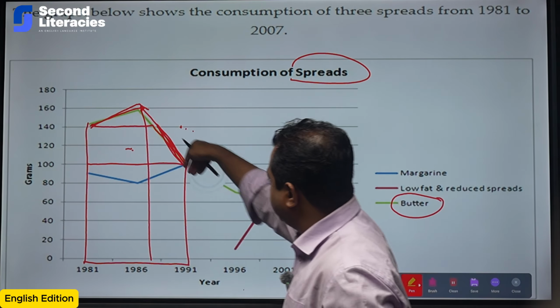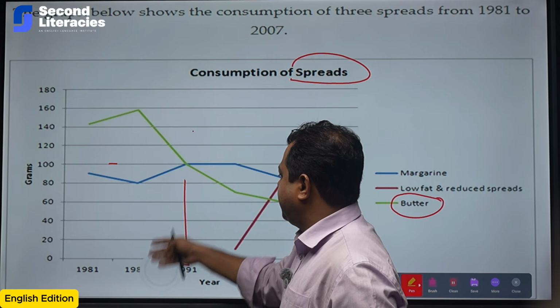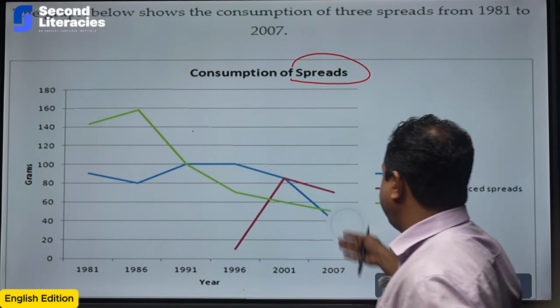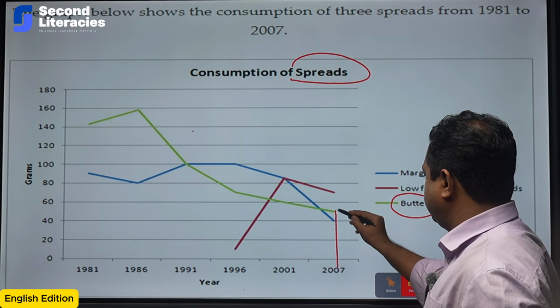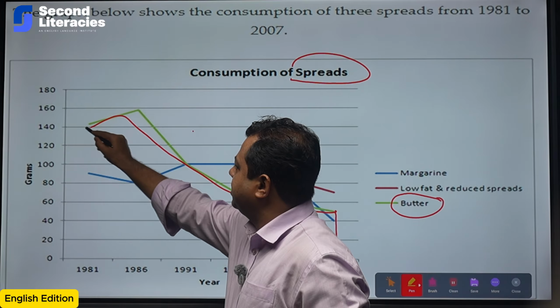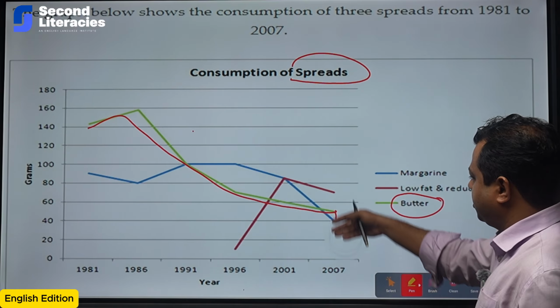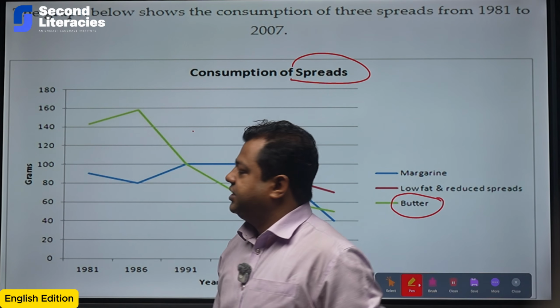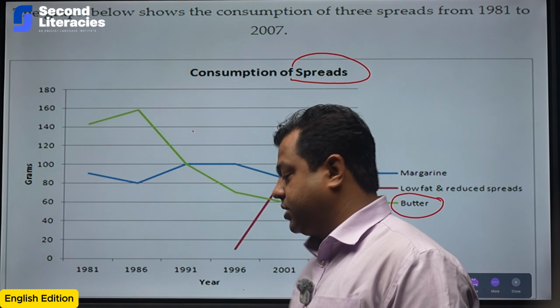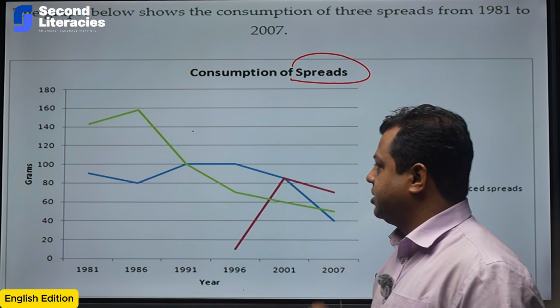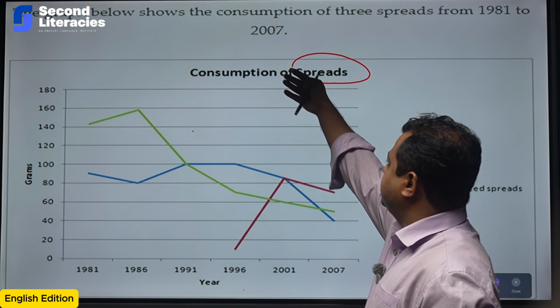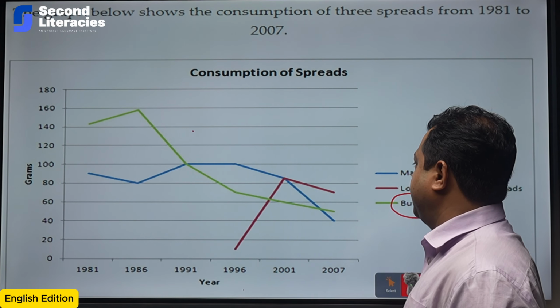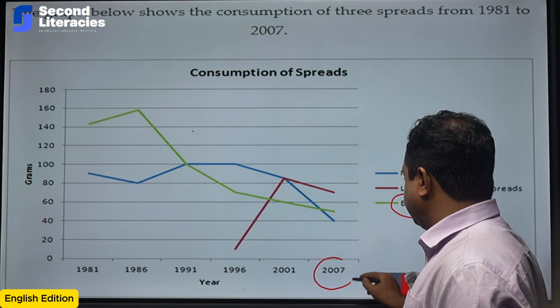and finally in 2007 it's absolutely lower than the earlier graph. So we understand the butter's condition: initially, 36 years ago, butter had the highest levels of selling and consumption, but later it had an absolute downfall.